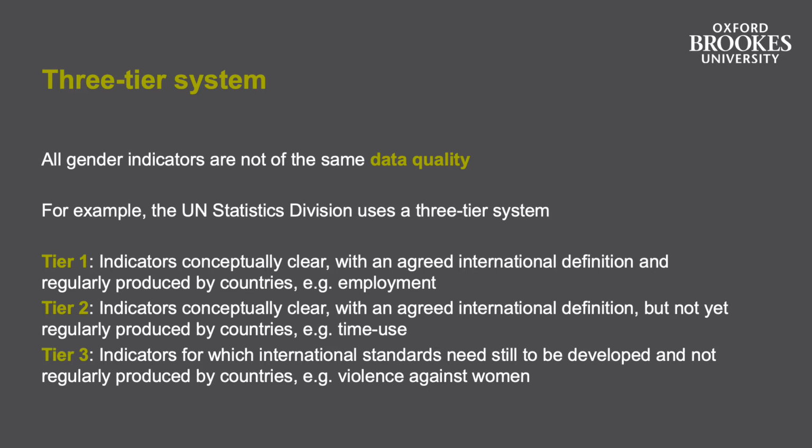Tier 2 are indicators that are conceptually clear, with an agreed international definition, but that are not yet regularly produced by countries, for example, time use statistics. Tier 3 are indicators for which international standards still need to be developed and that are not regularly produced by countries. This is the case of statistics on violence against women.